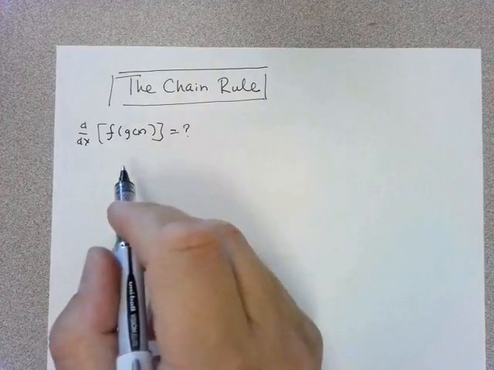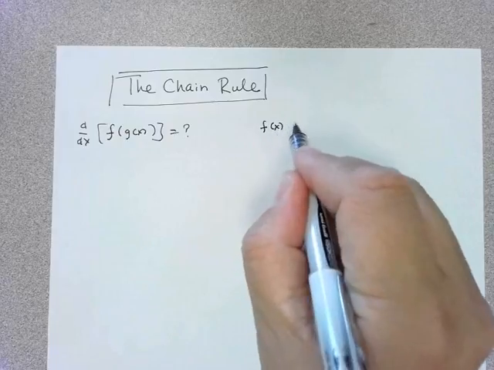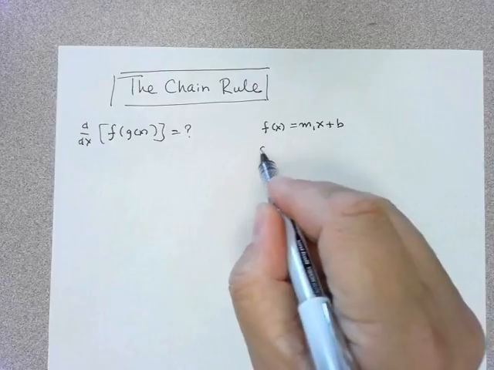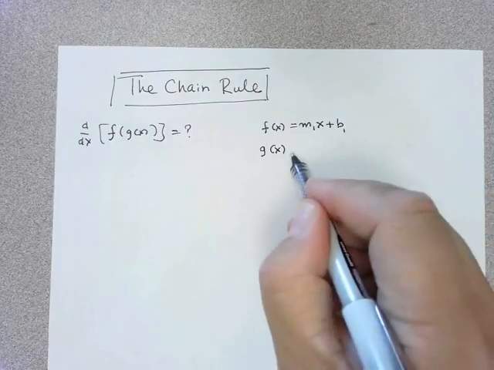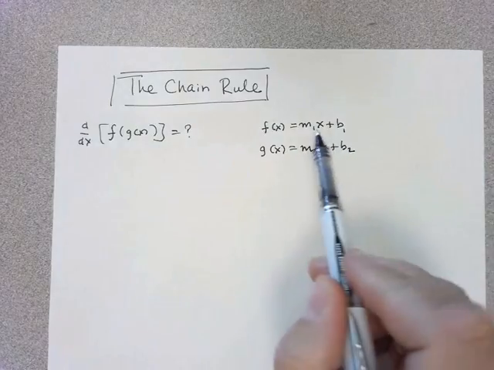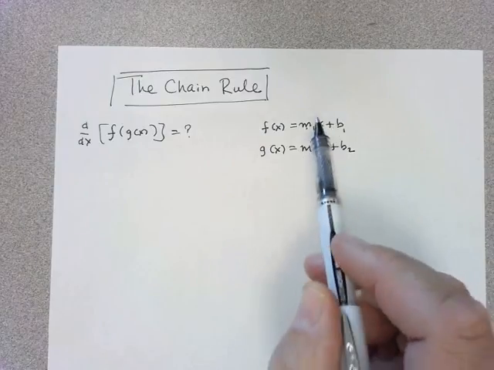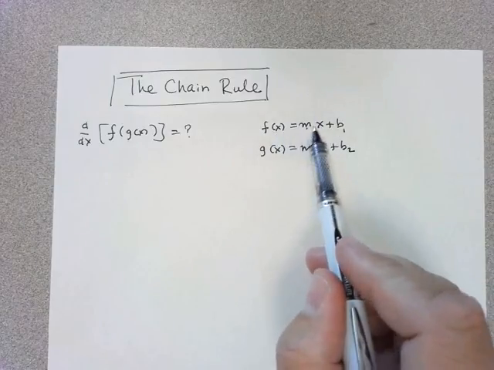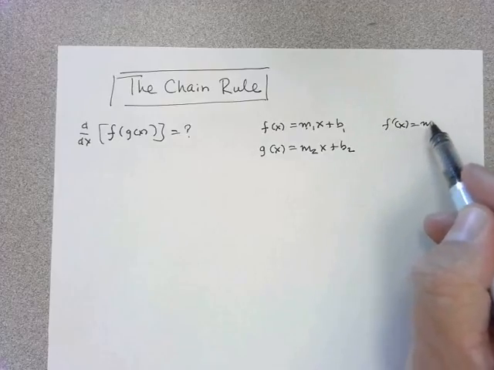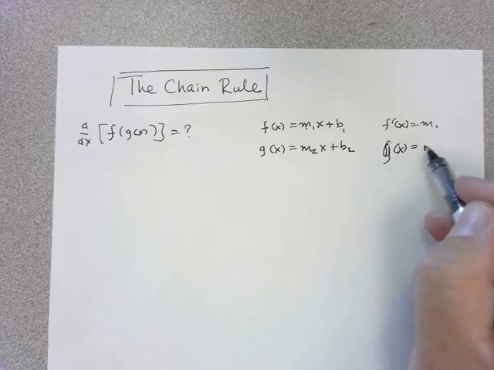And the first thing I want to do is say, well, what happens if f and g are linear? What if they're just lines? So what if f of x is m1x plus b1, and g of x is m2x plus b2. So this is a line with slope m1, and this is a line with slope m2. And we know that the derivative of a line is just the slope. So f prime of x here is m1, and g prime of x is m2.